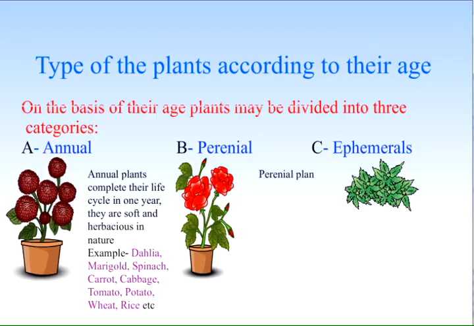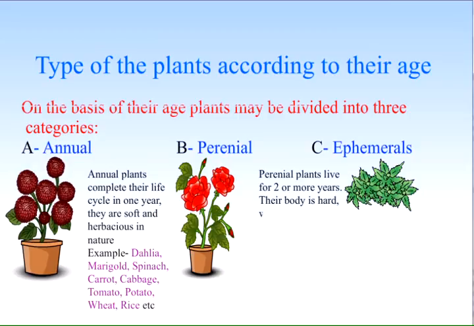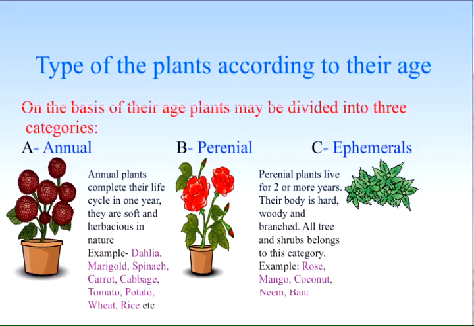Perennial plants live for 2 or more years. Their body is hard, woody and branched. All trees and shrubs belong to this category. Example, rose, mango, coconut, neem, banana, etc.